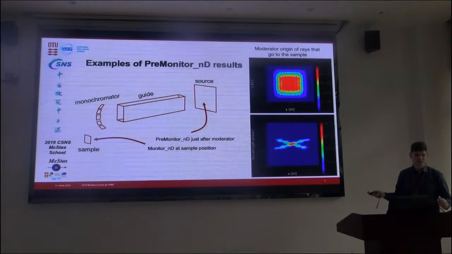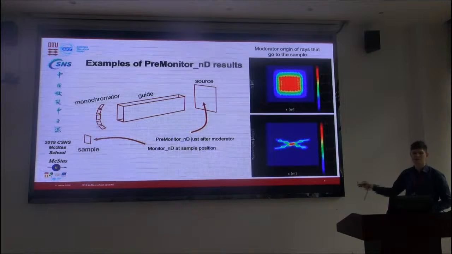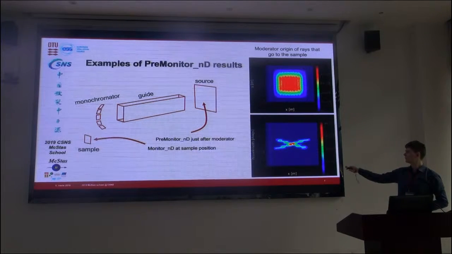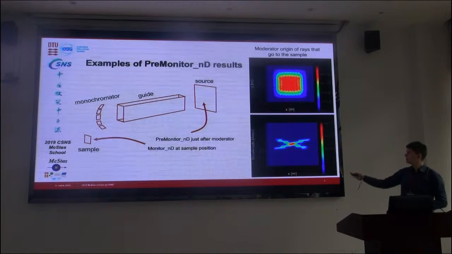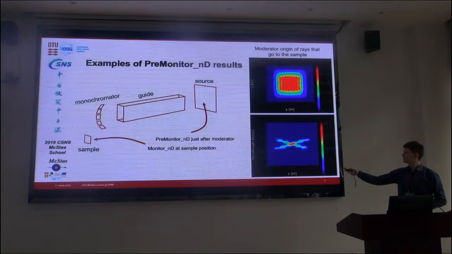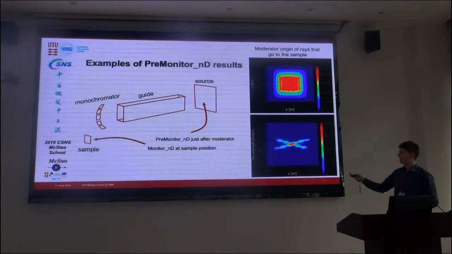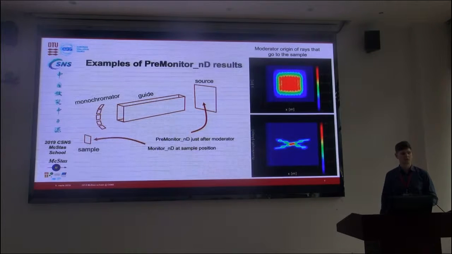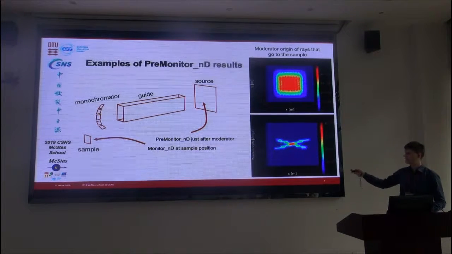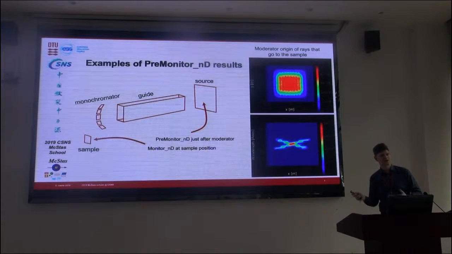Then another plot I made was looking at the position on the moderator and the wavelength that was accepted by the monochromator. Of course, if you are right from the center of the source, you can go straight to the monochromator and hit the sample, and that is the desired wavelength. But if you're on one of the sides, you need to have either a little bit higher or a little bit lower divergence, and then you will hit the guide first, or maybe the other side, then hit the monochromator. But then you will only be reflected if your wavelength is a little different from what we selected. And then we get this weird cross correlation.